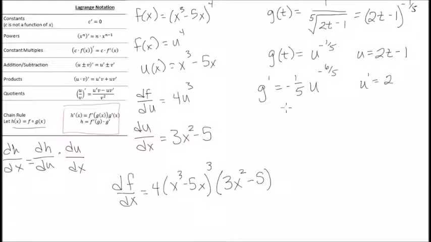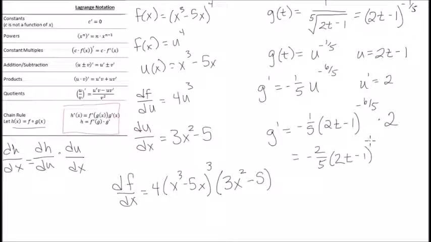I now combine the two. I get that g prime with respect to t is equal to negative 1/5. I substitute in 2t minus 1 for u to the negative 6/5 times the derivative of u, which is just 2. So I could rewrite that as negative 2/5 times 2t minus 1 to the power negative 6/5.